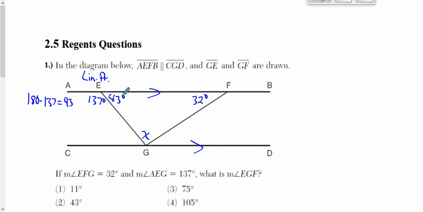Okay. So now what? Subtract it by 180, subtract both of those. Yeah, subtract both those, so we can do x equals 180 minus 43 minus 32, right? So what do we get for that?